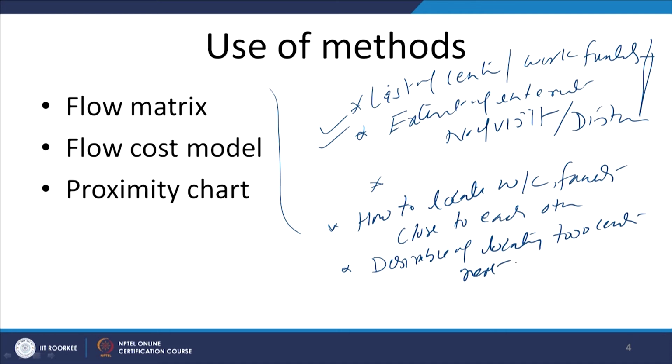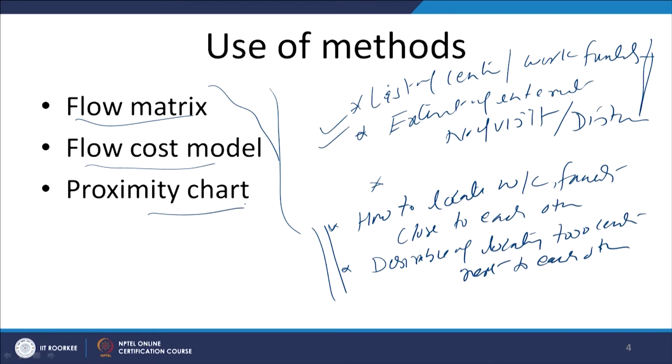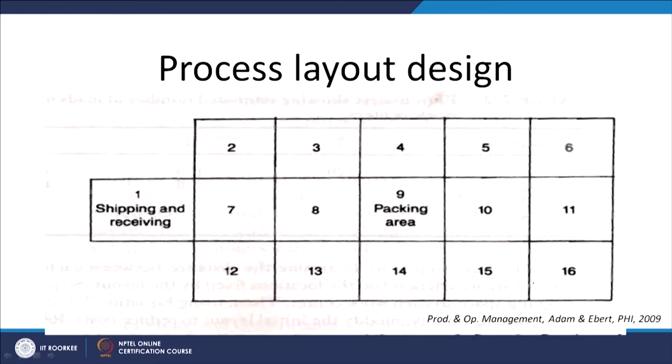So, these two things are analyzed with the help of these approaches. One is the flow matrix, another is the flow cost model, and the third is the proximity chart. Initially I will talk about the proximity chart, in which we will try to see how to identify the desirability of locating the two work centers close to each other.